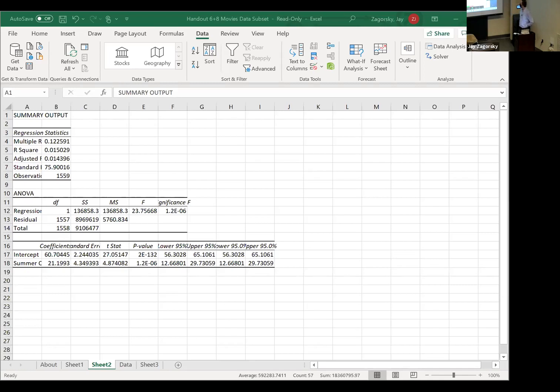And last but not least, the last group, should we release movies in the summer, yes or no? I think we should release movies in the summer, looking at the 21 million plus the lower and upper 95%. It ranges from 12 million to 29 million. Yeah, all right, so we definitely earn more money in the summer.